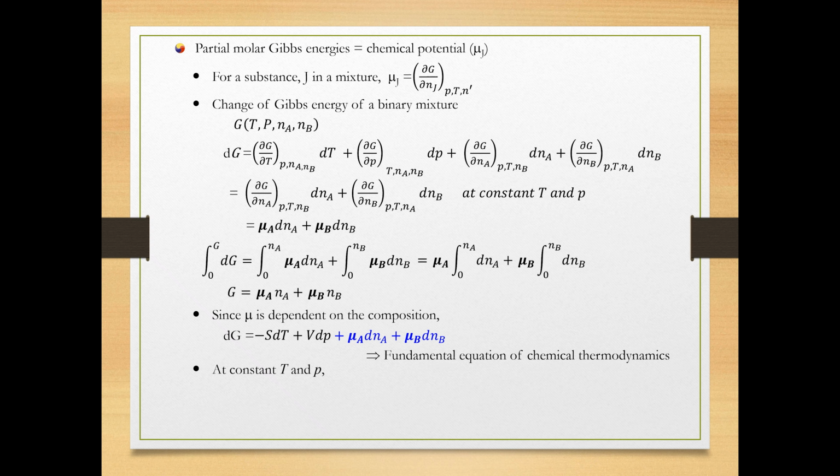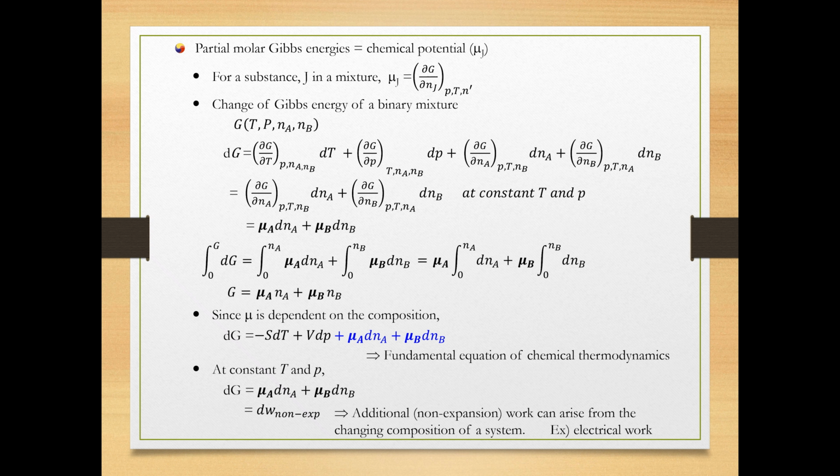At constant temperature and pressure, dG is equal to mu A dnA plus mu B dnB, which represents the maximum non-expansion work that can be obtained from the system with the appropriate sign convention. This implies that non-expansion work can arise from changes in the composition of a system. One important example is an electrochemical cell, where a chemical reaction takes place. The electrical work performed by the cell can be traced to the change in composition as products are formed from reactants.